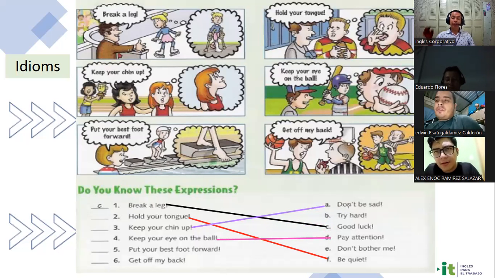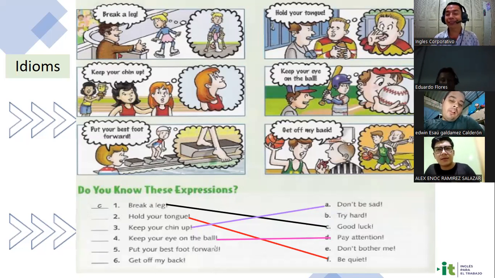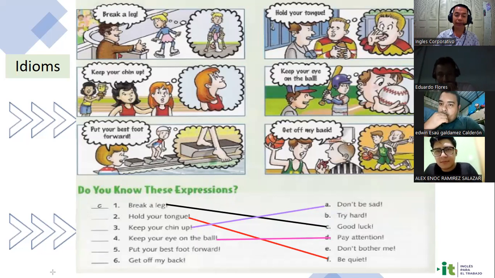Okay. And put your best foot forward. Something like, pon tu mejor pie adelante, right? Put your best foot forward. What is that? It is try hard, inténtelo. Da lo mejor de ti. Excellent. Put your best foot forward, right?